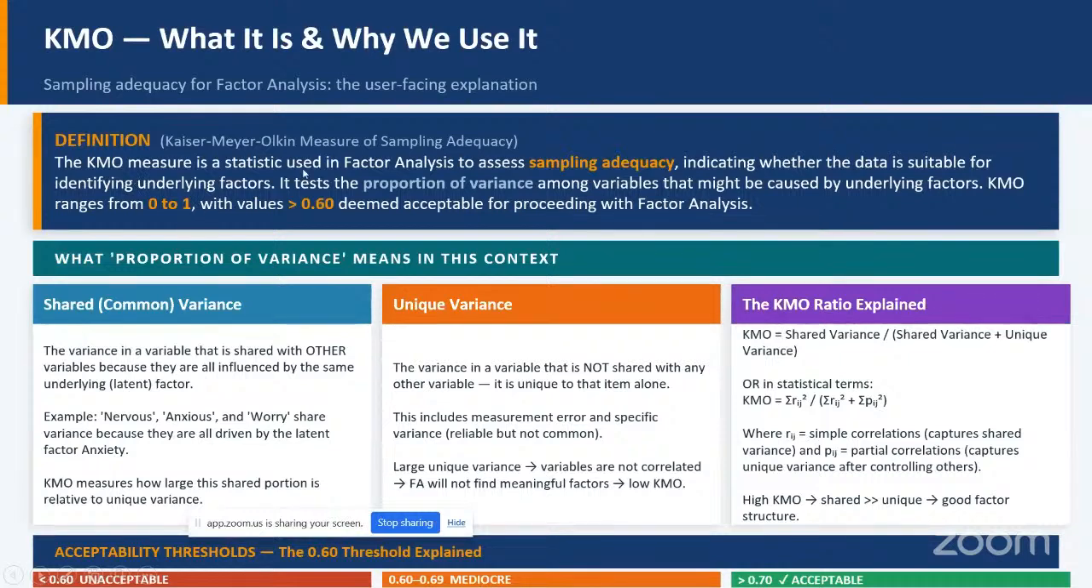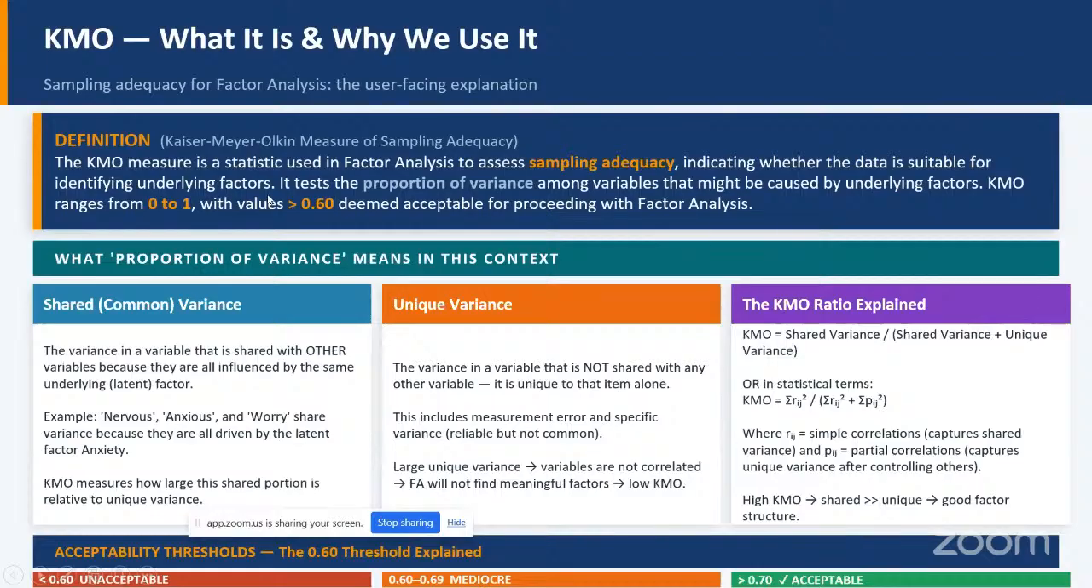What is this? KMO is a statistic used in factor analysis to assess the sample adequacy. Like I have already told that for performing FA, we need the value of n to be greater than or equal to 200, right? So how to assess it? The exact theoretical details will be given by KMO, indicating whether the data is suitable for identifying underlying factors or not.